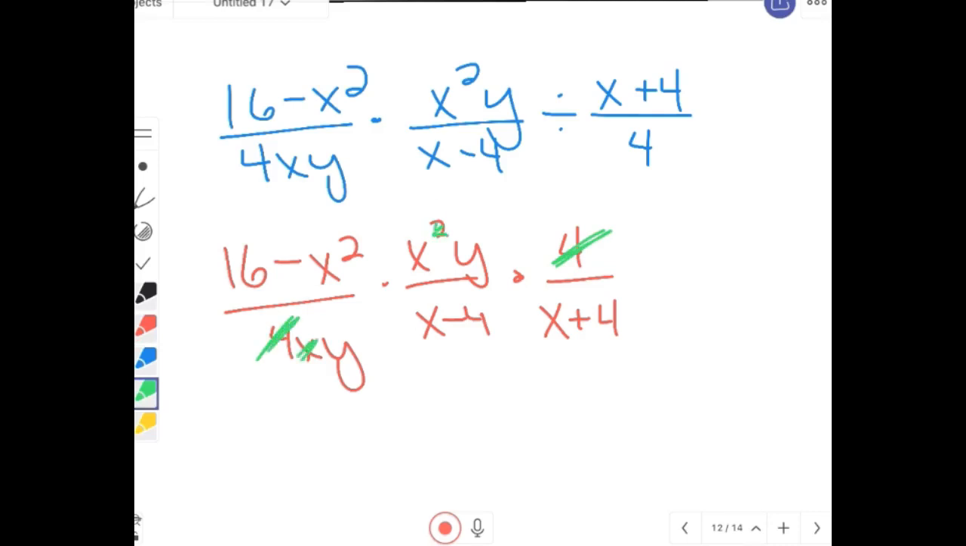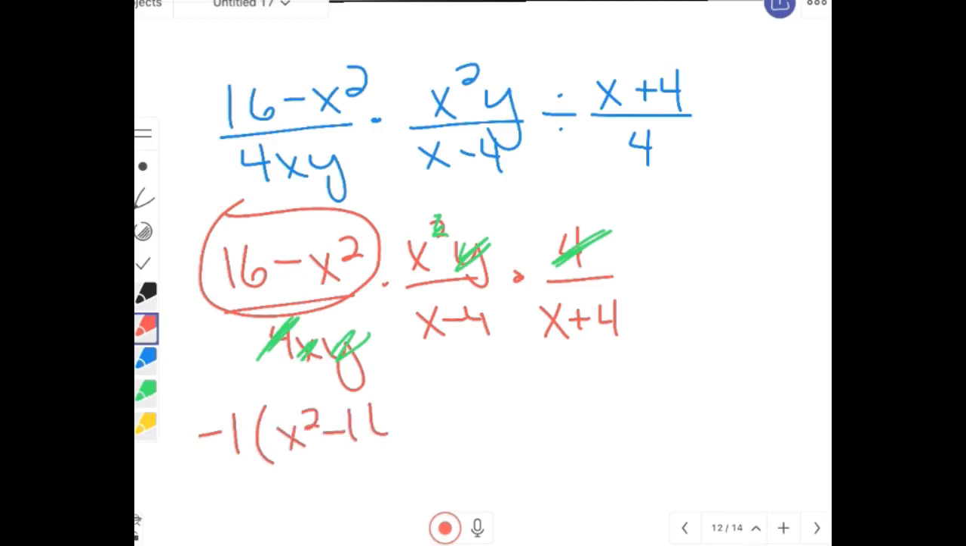An x and an x, a y and a y. Now again, remember our x squared is our second piece, so that tells me that I want to take out a -1, and that will give me an x squared minus 16. That's over 1 now, times x over x minus 4, times 1 over x plus 4.